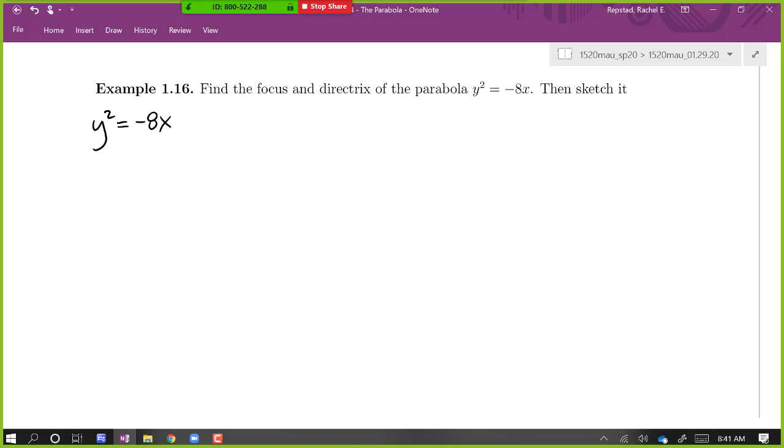So that's in standard form, right? It's of the form y squared equals some constant times x. And what we get from that is that 4p has to equal negative 8. And so this time p is negative, right? P is negative 2. That means the focus is negative 2, 0. The focus is on the left side of the vertex.